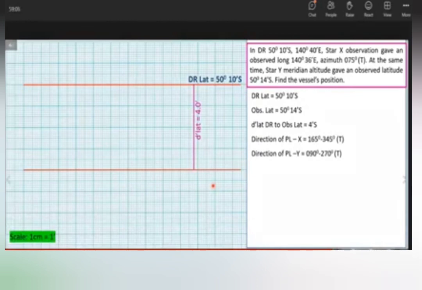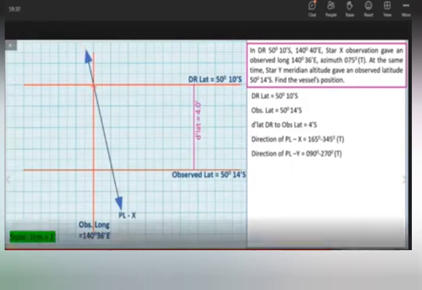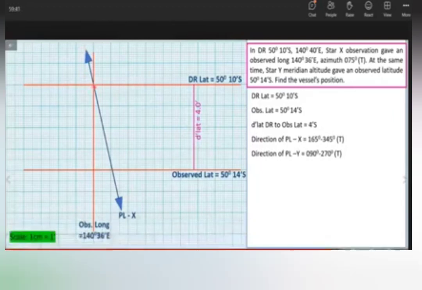Very good. Now in this case, the meridian that we shall need would be the observed long. So we draw the observed long. It's drawn out here. Now we all know that for star X, the PL shall be drawn through DR lat and observed long, that is this point, and direction as already calculated as 165 to 345. So we have this PL for star X coming up here, passing through this point. So the first PL, position line for long by chron, has been plotted. So have a look. Any doubt in how this PL is plotted? Let me know.